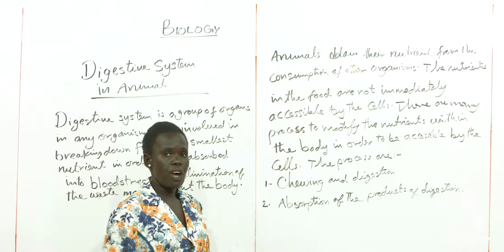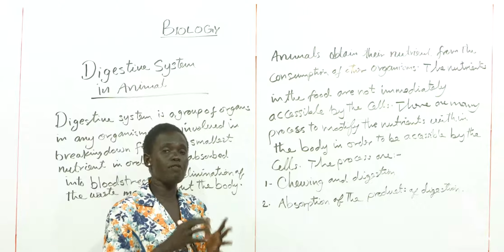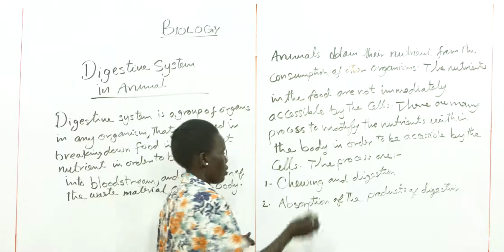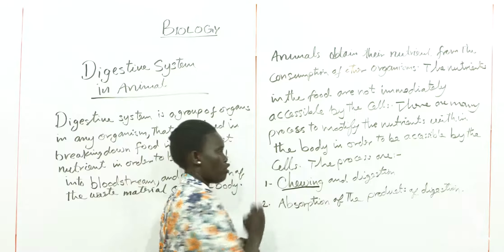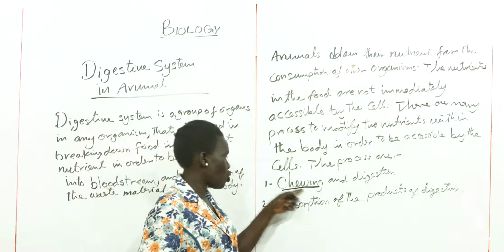That's why in the environment, first we take the food, then we chew it. That means we break it physically with the help of the teeth. If we are breaking the food using our teeth, that means we are chewing.